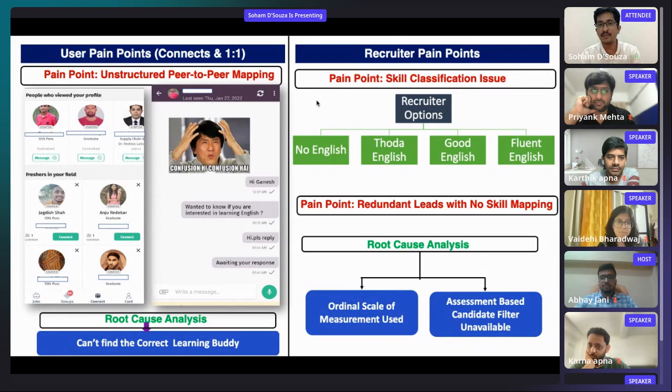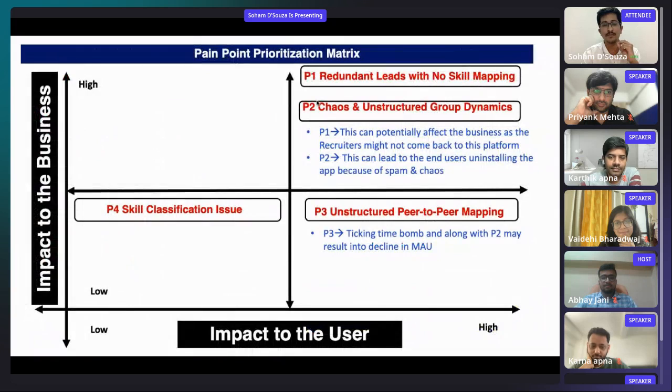So I represented it with this mind map here for both the candidates who are in the group as well as the one-to-one. Then I did a prioritization analysis. What is the impact to Apna and what is the impact to the user? Because this is a marketplace, both these things impact the business. If the users are disappointed, the business gets impacted. So that's when I realized what I really need to focus on.